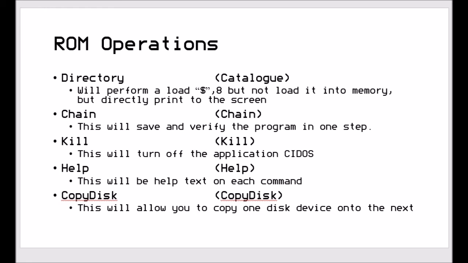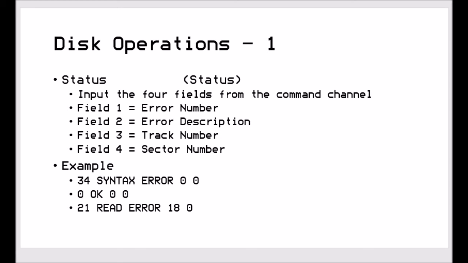So here we go. The disk commands, the first one is status. Status tells the device, either disk drive or SD to IEC, what is your status, and it returns back 4 fields. Field 1 is the actual error number, field 2 is the description of that error, field 3 is the track number, and field 4 is the sector number of that error, just in case it is related to the disk.